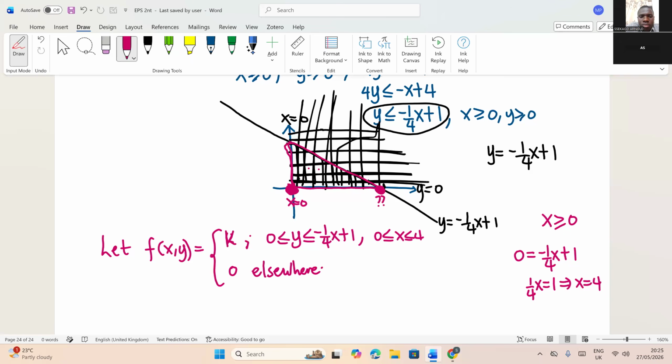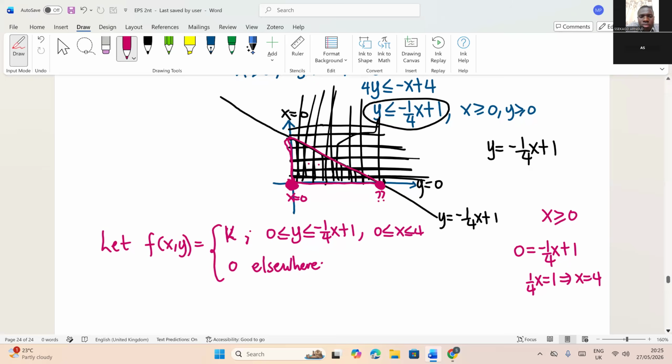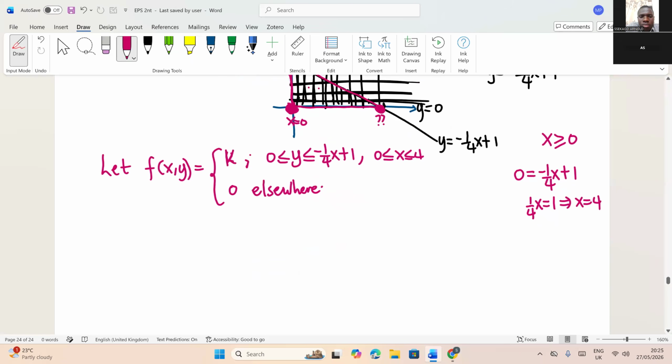So this is the joint distribution, but I have to remove the value of k. So we determine the value of k and we write our distribution very well. To determine the value of k, we use the property that the double integral over all x, all y, f x y dx dy is 1.